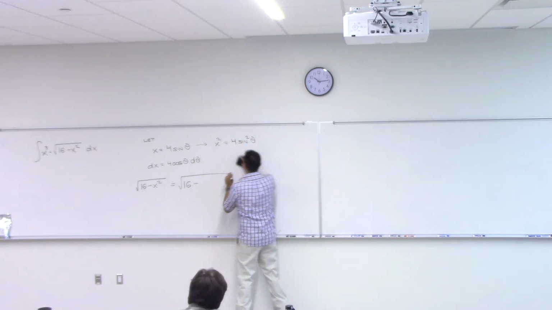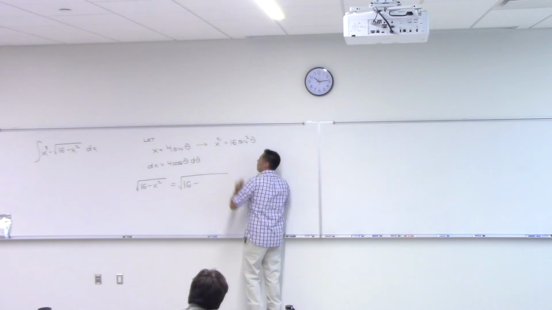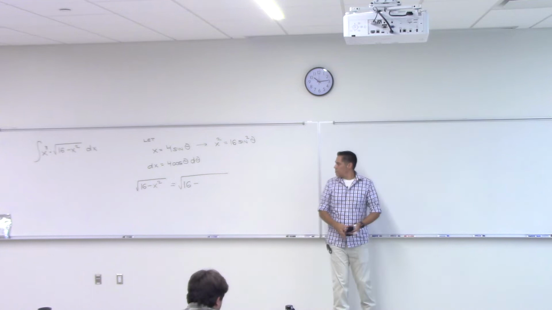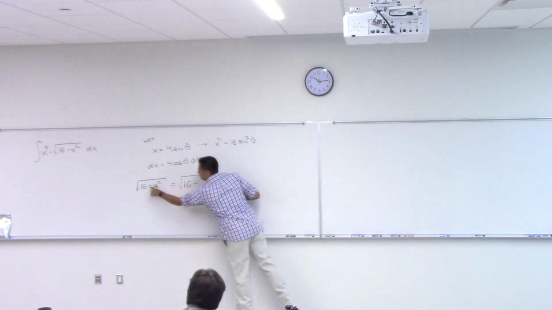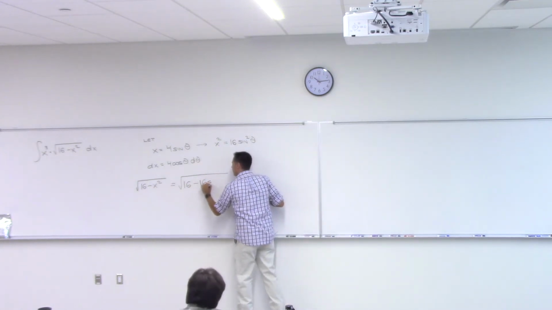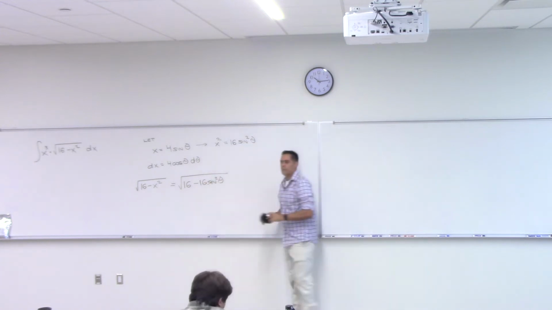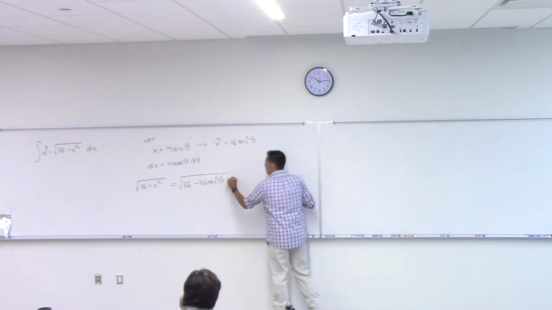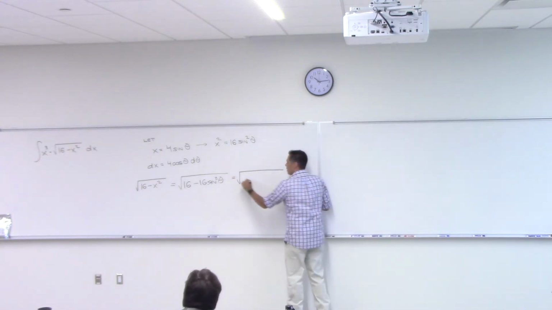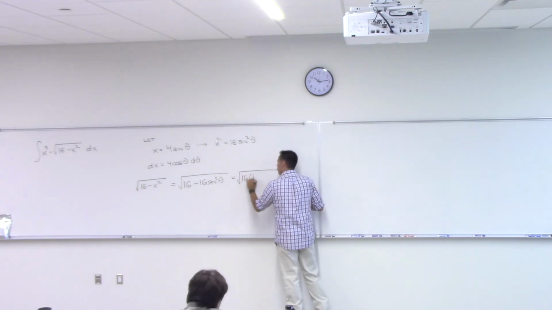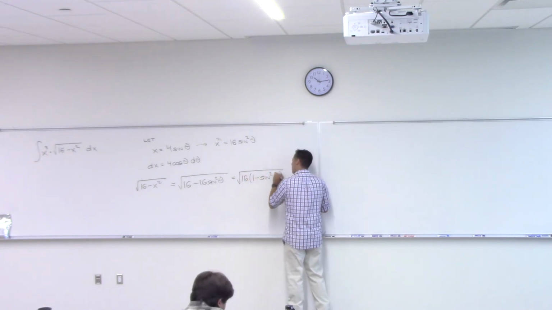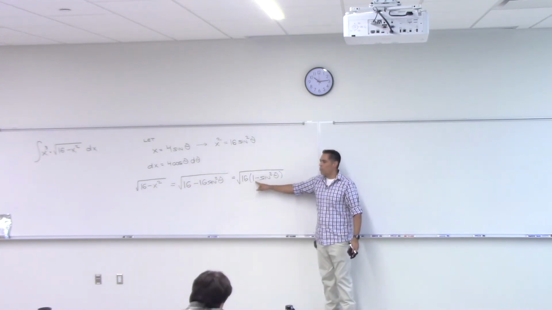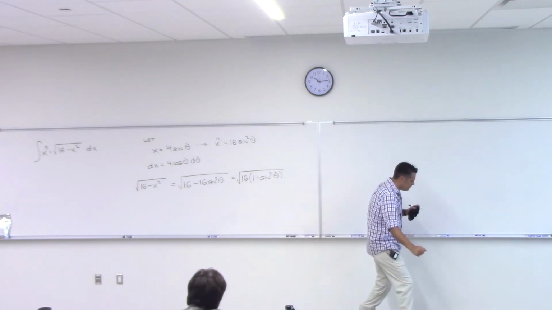Not 4, sorry, 16. So you square the 4, you get 16. You square the sine, you get sine squared, right? So now this becomes 16 take away that. Do y'all agree that they both have a 16? So I can factor 16 out. What is 1 minus sine squared theta? Cosine squared theta.